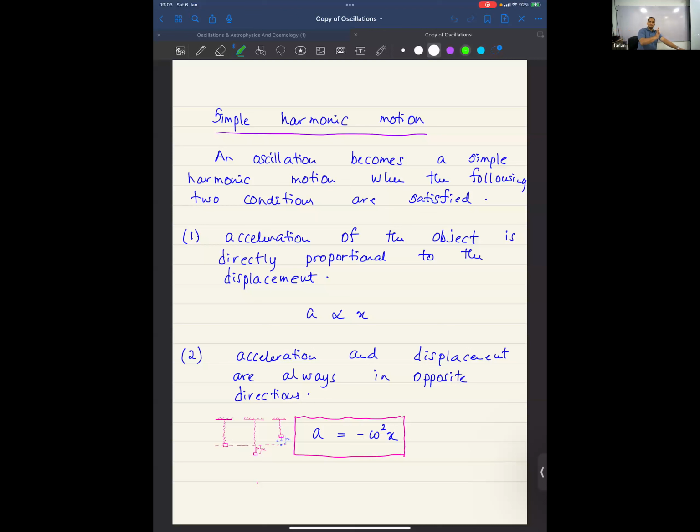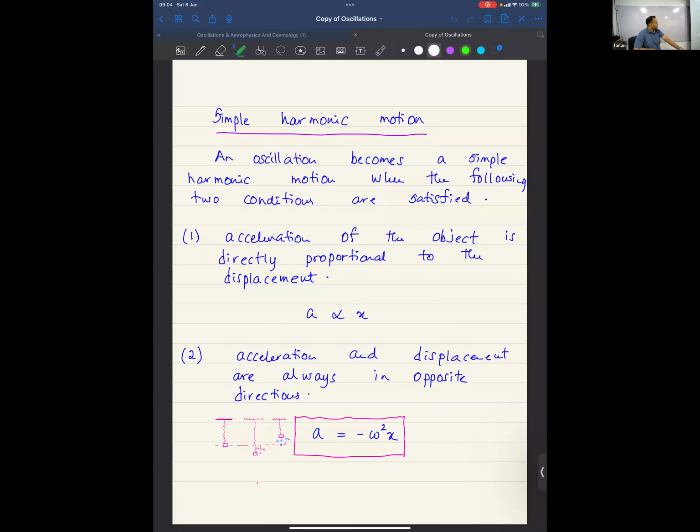So that means when the displacement is, let's say this is a fixed point, increasing this way, the acceleration is towards that fixed point. And when the displacement is in the other direction, the acceleration will be in the opposite direction, towards the fixed point. So acceleration and displacement are in opposite directions, and acceleration is directly proportional to the displacement, then it becomes a simple harmonic motion. These two conditions need to be satisfied. So a is directly proportional to x, and then the equation becomes a equals minus omega squared x, where the minus sign says that a and x are in opposite directions.